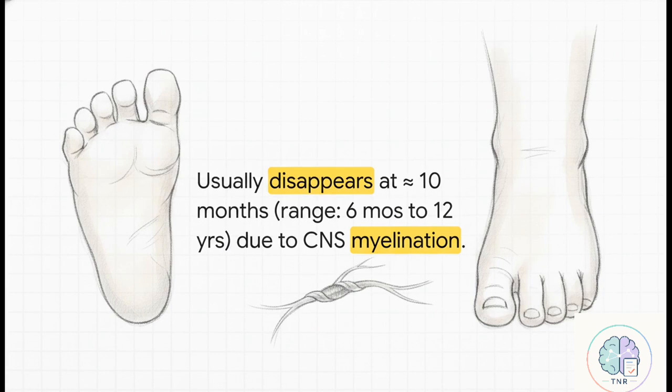Now, in healthy development, this reflex usually vanishes around 10 months of age, though, to be fair, the normal range is massive, anywhere from 6 months all the way up to 12 years. So why does it disappear? It's basically all about central nervous system myelination. As your CNS matures and adds that myelin insulation, it creates a powerful inhibitory control over this primitive circuit. Once that's locked in, the response flips from extension to your normal adult plantar flexion.